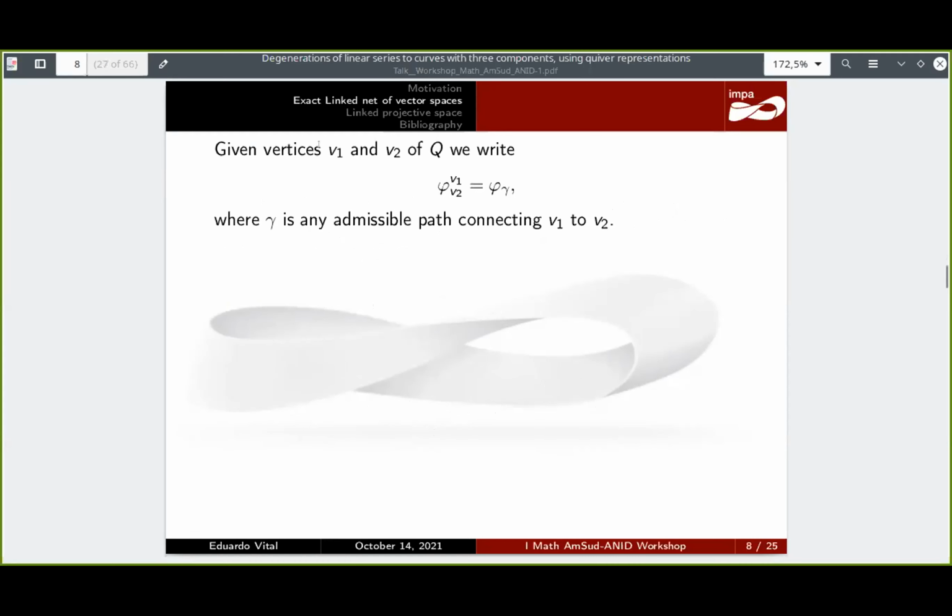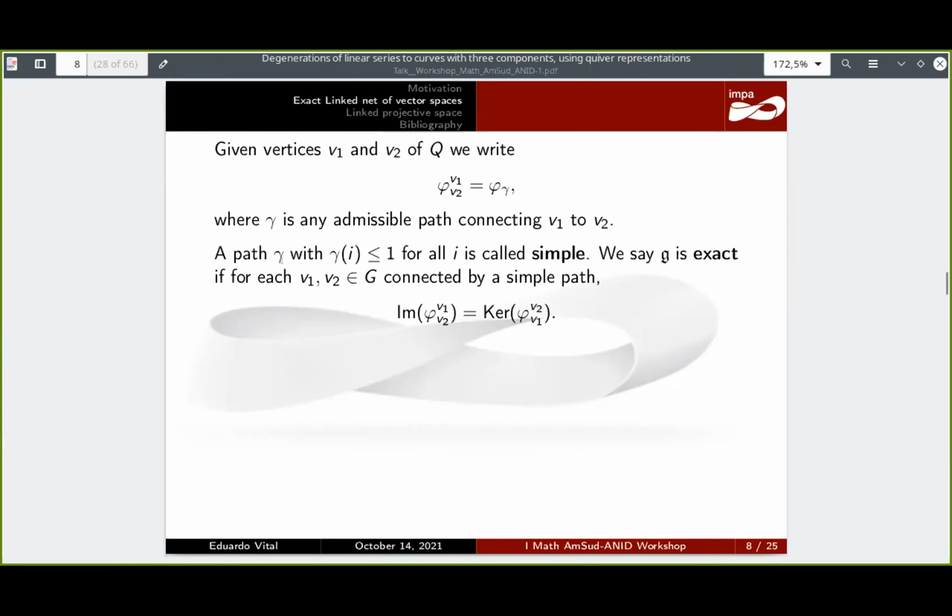So given two vertices V1 and V2, we write phi gamma as the phi from V1 to V2, where gamma is an admissible path connecting V1 to V2. In other words, given two admissible paths connecting V1 and V2, the map doesn't depend on the path, just on the initial and final vertex. A path gamma with gamma i smaller or equal to 1 for all i is called simple. And we say that the linked net G is exact if for each pair of vertices V1 and V2 in G connected by a simple path, the image of phi from V1 to V2 is equal to the kernel of the map from V2 to V1.